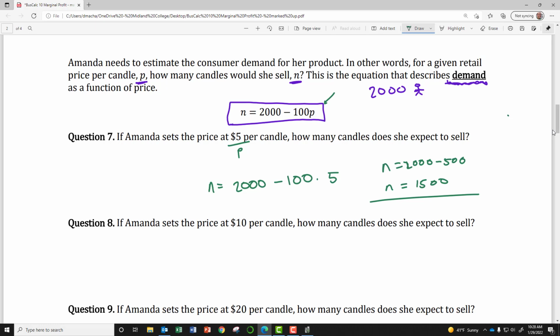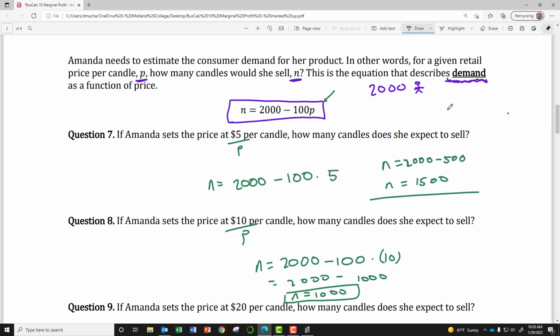Question 8 says, if Amanda sets the price at $10 per candle, how many candles does she expect to sell? And so here we go. We've got $10 plugged in for the price now. And so this is going to be 2,000 minus 1,000. And so N is equal to 1,000 candles that she expects to sell.